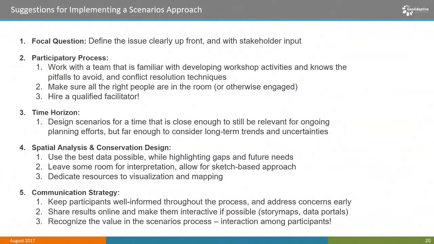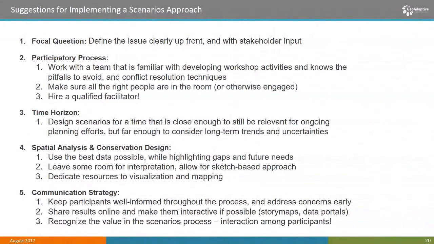On the time horizon, it's important to pick one that's far enough out that there's some uncertainty, but you have a general idea of the direction things are going, but also not so far out that it's not relevant for your ongoing planning.